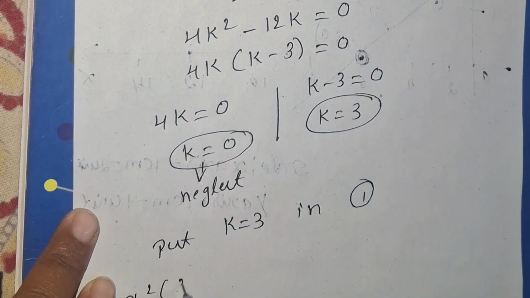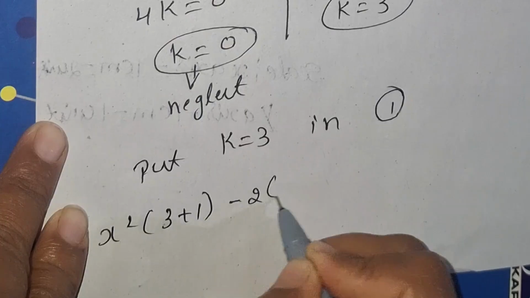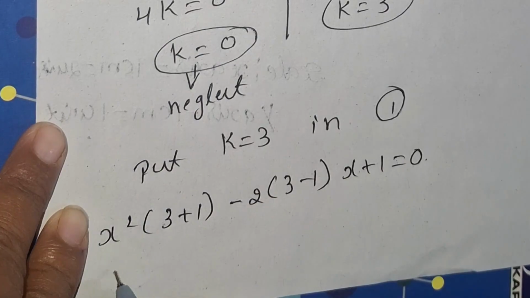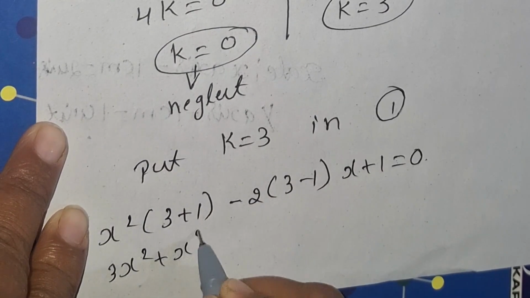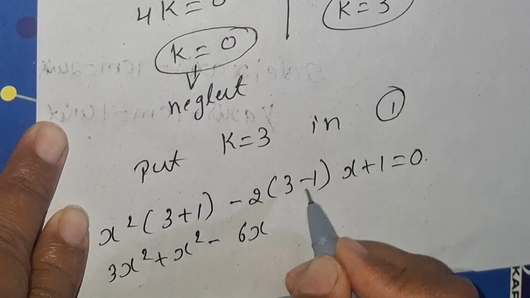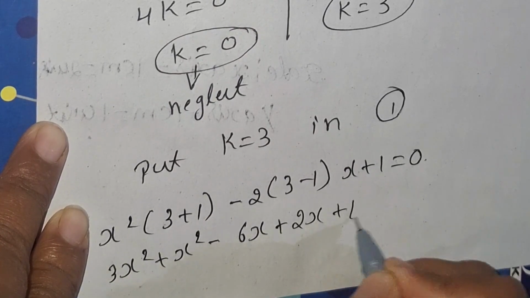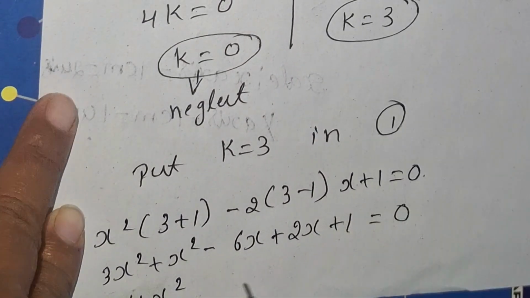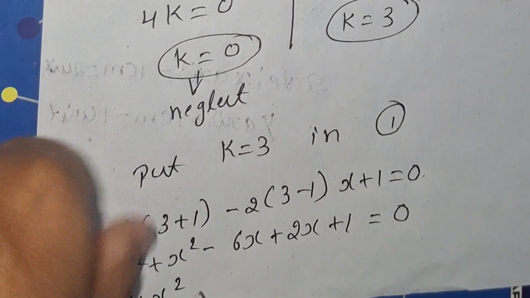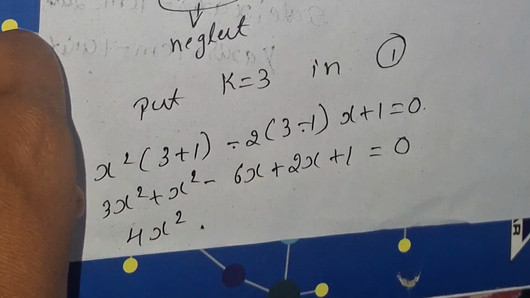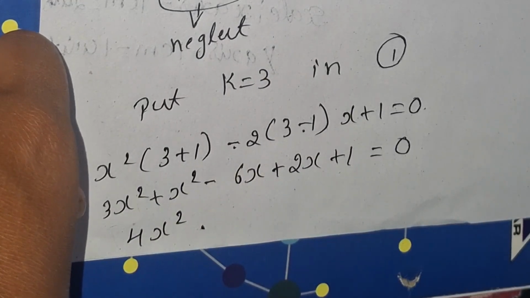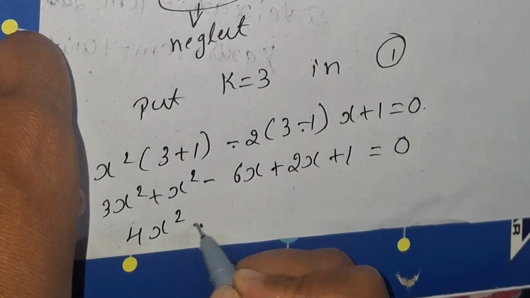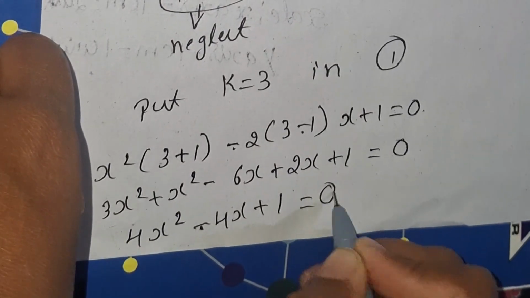So what is equation 1? I mentioned it above. So x square into 3 plus 1, minus 2 into 3 minus 1 into x, plus 1 equal to 0. So 4x square minus 4x plus 1 equal to 0.